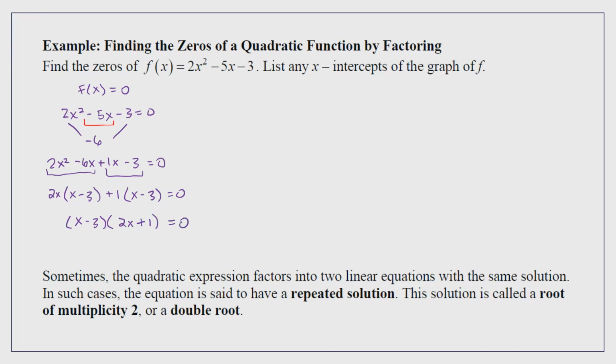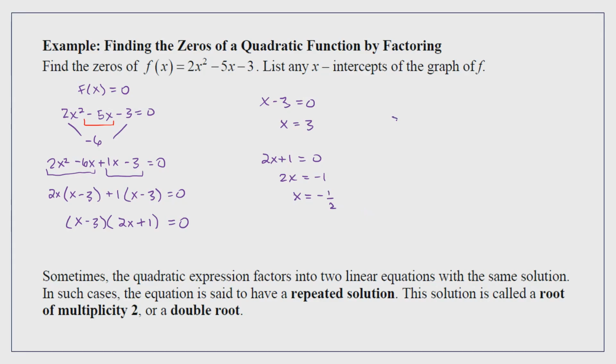And so now I have my quadratic equation written in factored form. So once it's in factored form, I can now use the zero product property to help me find my zeros. So to do that, I'm going to set each factor in my factored form to 0. So this would be x minus 3 equals 0, so x equals 3, and solve. So 2x plus 1 equals 0. So 2x equals negative 1 and x equals negative 1/2.